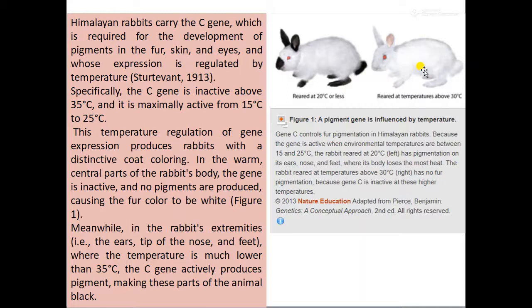So in such cases, what happens? The temperature, both at the extremities and throughout the body, is above 30 degrees centigrade, and the C gene gets inactivated, and you will see that they would never have pigmentation even at the extremities.